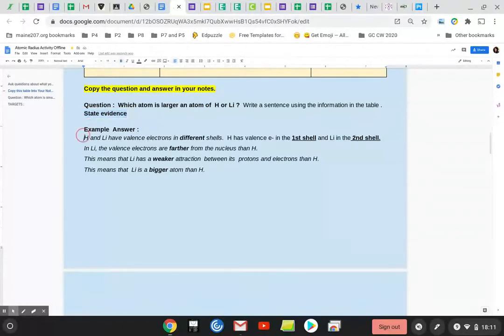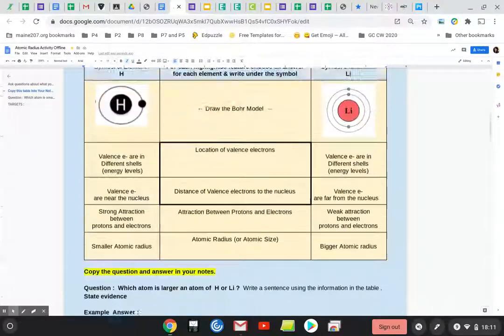So here's your example answer. Hydrogen and lithium have valence electrons in different shells. H has valence electrons in the first shell and lithium in the second shell. We call that our evidence because I'm stating where the electrons are located. In lithium, the valence electrons are farther from the nucleus than H, hydrogen. This means that lithium has a weaker attraction between its protons and electrons than H. This means that lithium is a bigger atom than hydrogen. And we get all that information from this table above.